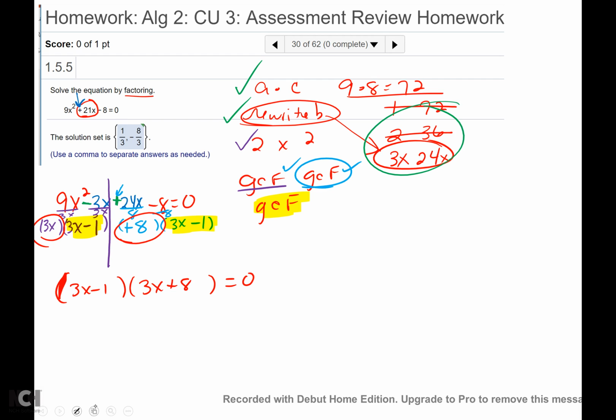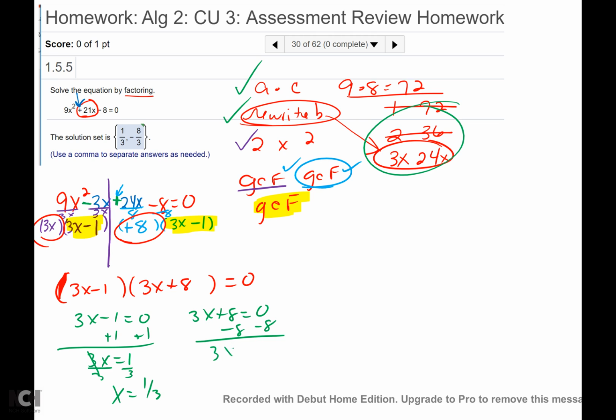Now, to turn these factors into solutions, you set them to 0 and solve. Add 1, I get 3x equals 1. Divide by 3, x equals 1/3. Minus 8, 3x equals negative 8. Divide by 3, and I get x equals negative 8/3. Okay.